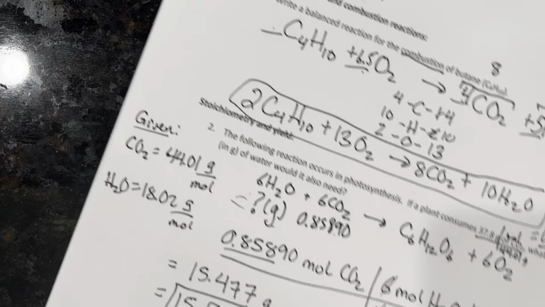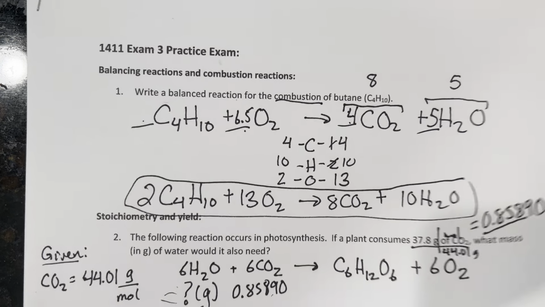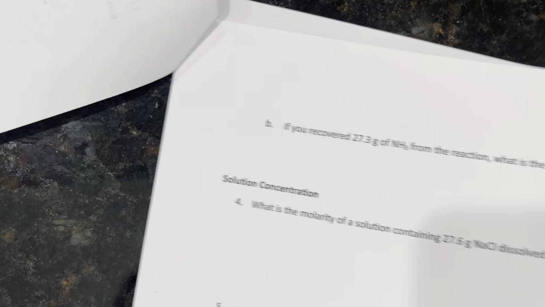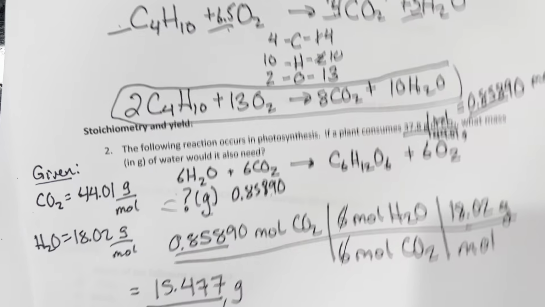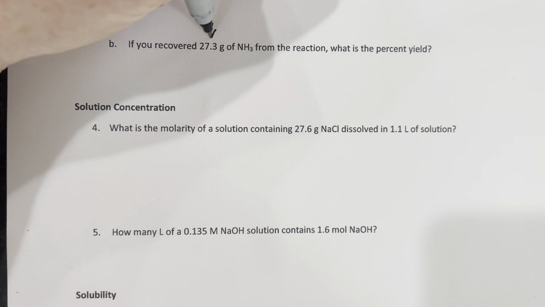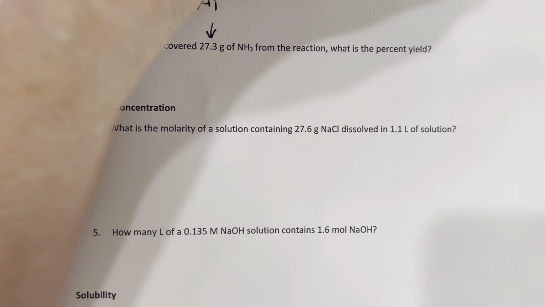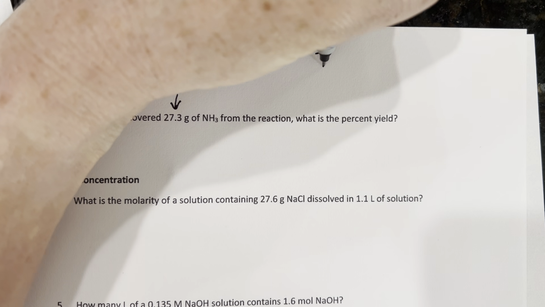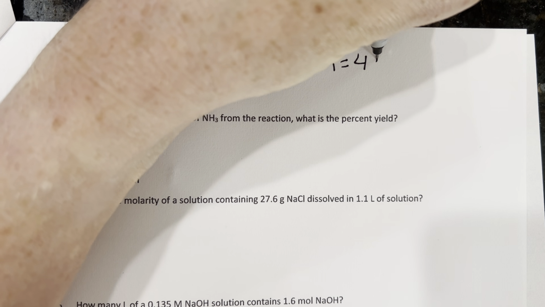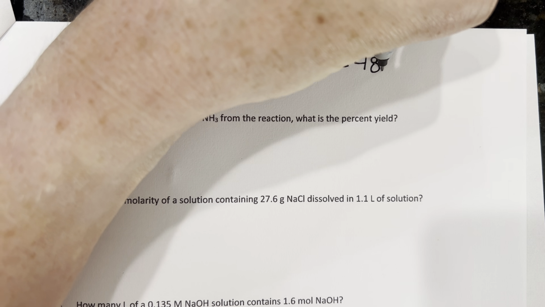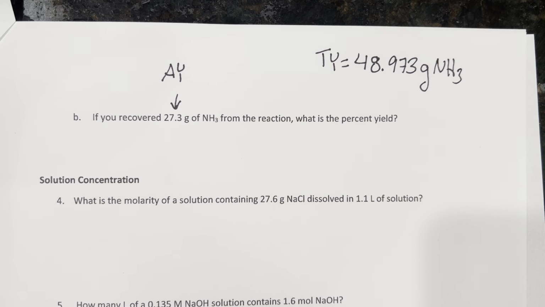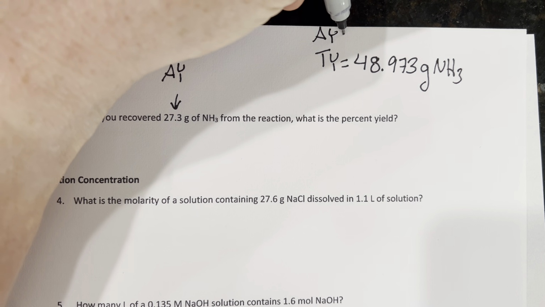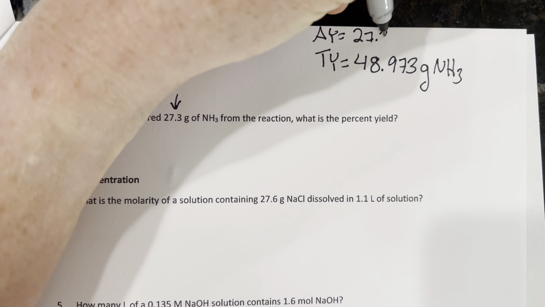All right, moving on. Just to remind you, what we found was the theoretical yield. Now it says you recovered 27.3 grams of NH3 from the reaction. What is the percent yield? Well, if you recovered that much, this is therefore our actual yield. To remind you from the previous page, our theoretical yield was 49.0 grams. Actually, I'll use the unrounded number, 48.973 grams of NH3. Here it's saying that our actual yield is 27.3 grams NH3.